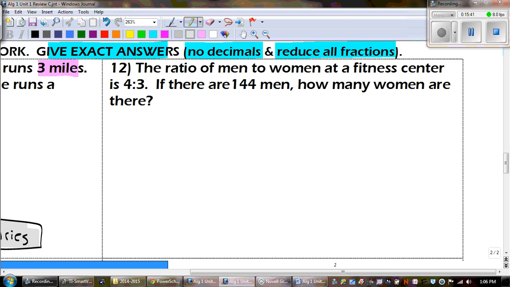All right, number 12. Why don't you guys read through number 12 and see if you can set it up all on your own. Good luck.